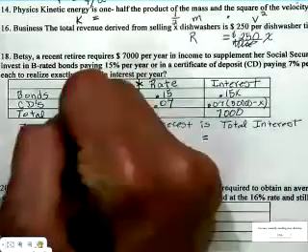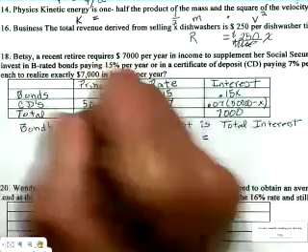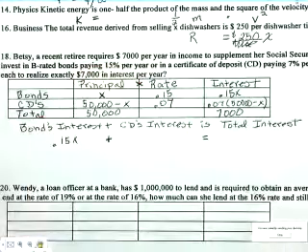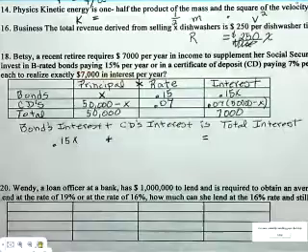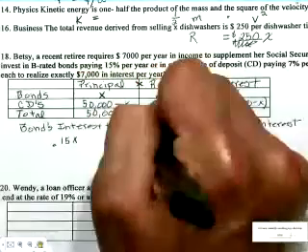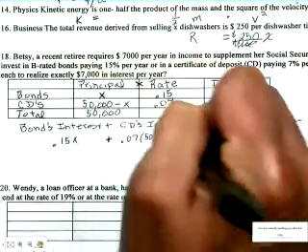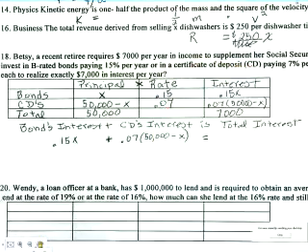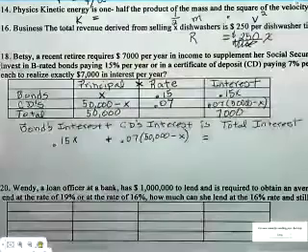0.15x. What will I put in place of CDs interest? 50,000 minus X. That's okay. Just making sure you weren't multiplying there. And total interest, that's 7,000.